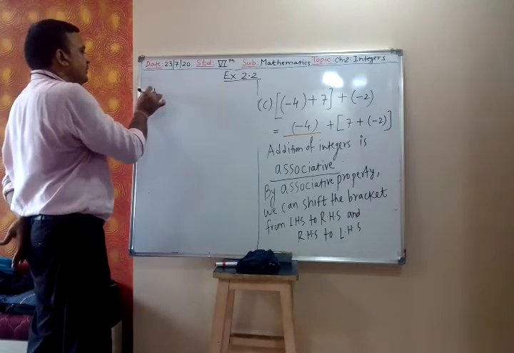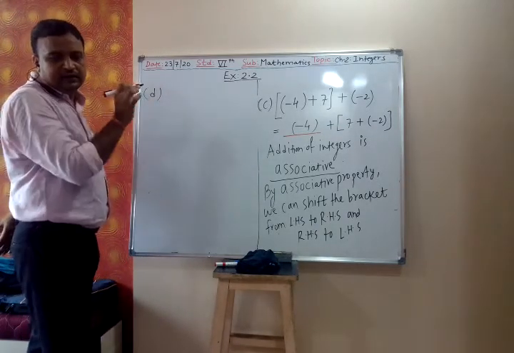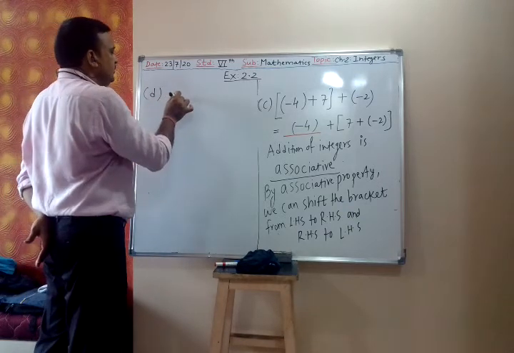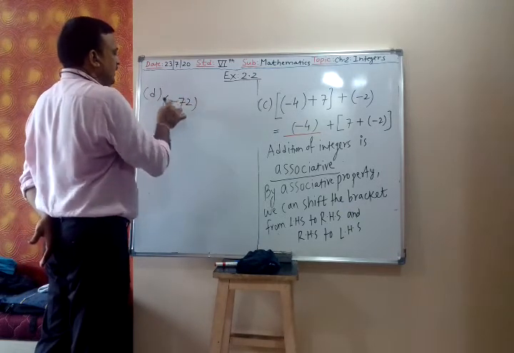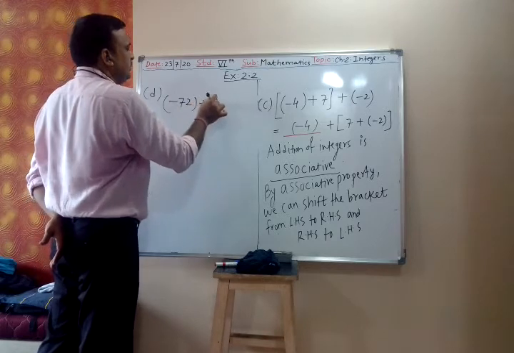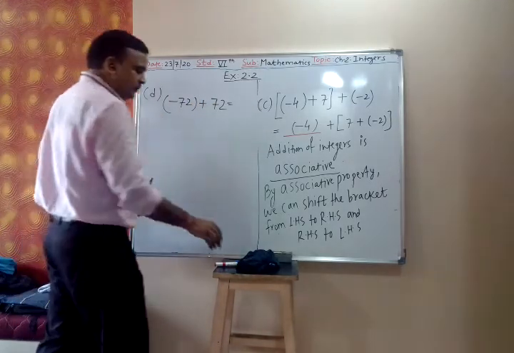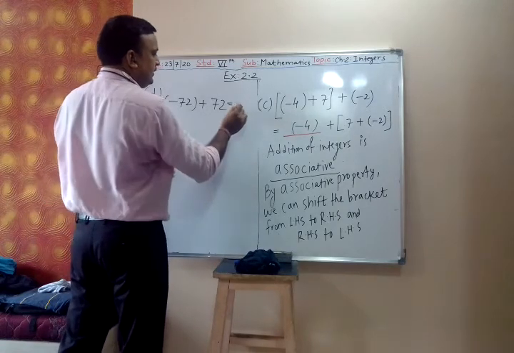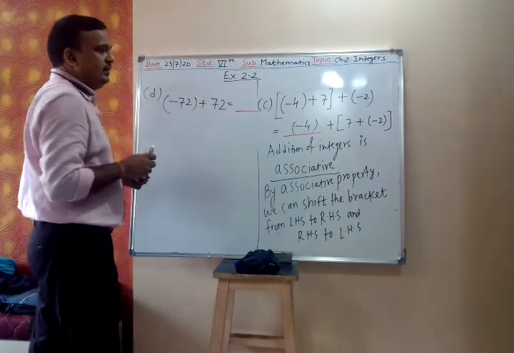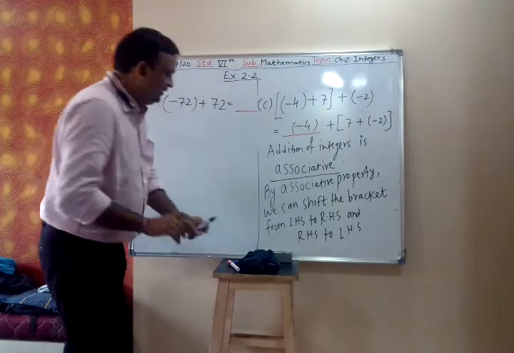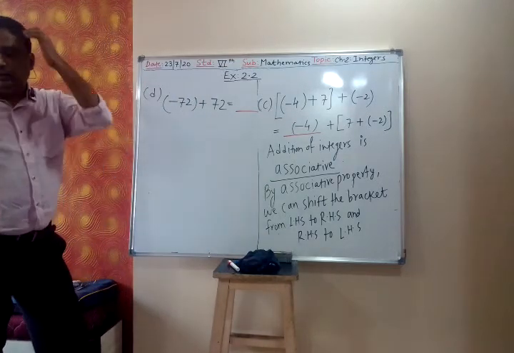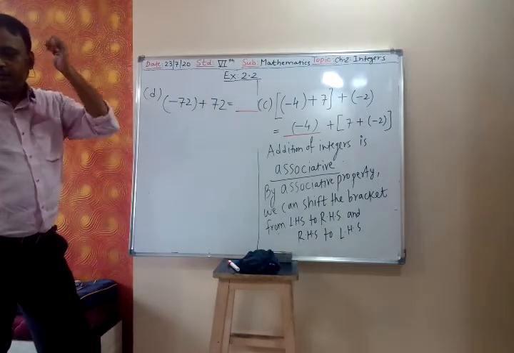Now D, minus 72. I'm writing plus 72 is equal to minus 72 plus 72 is equal. B I have already erased, no? That you see in the video, no? I will upload the video. You can see it from there.